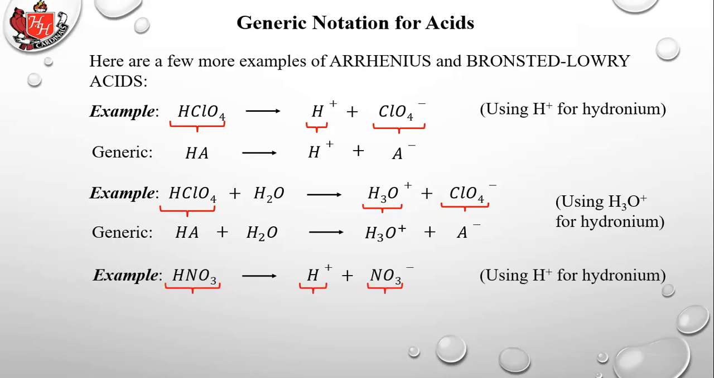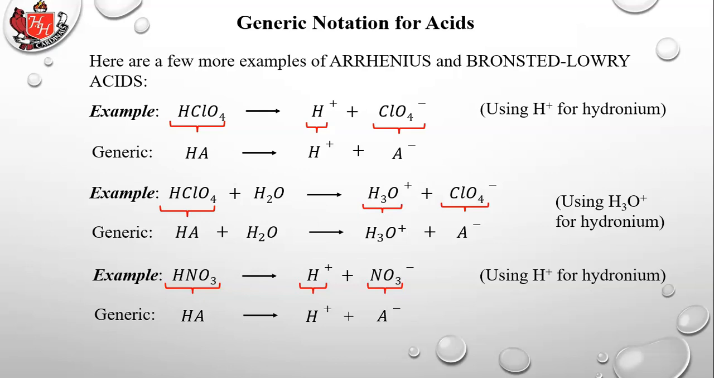Example, HNO3. So this is nitric acid. What if you were given nitric acid but you didn't know what the formula for nitric acid was? Then you could simply write it as HA produces H plus A minus. The A minus would represent the NO3 minus.